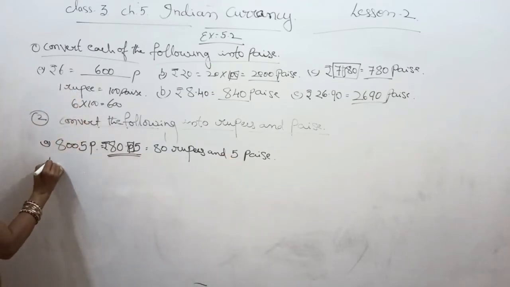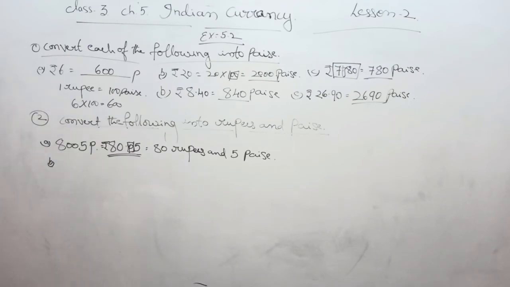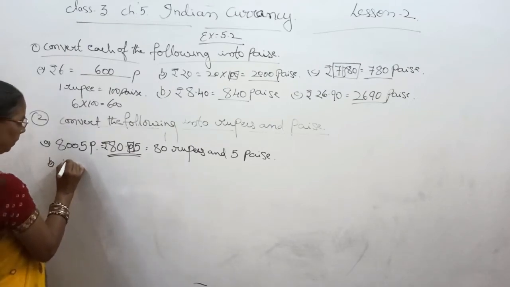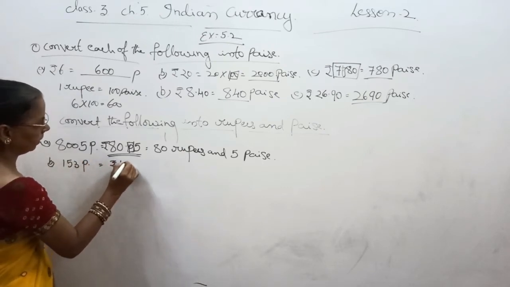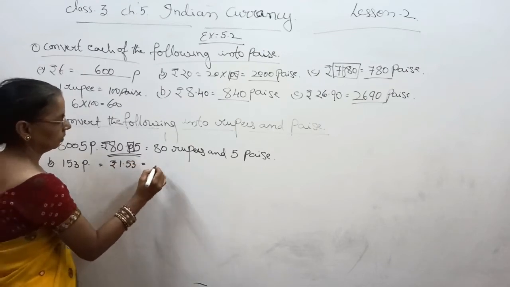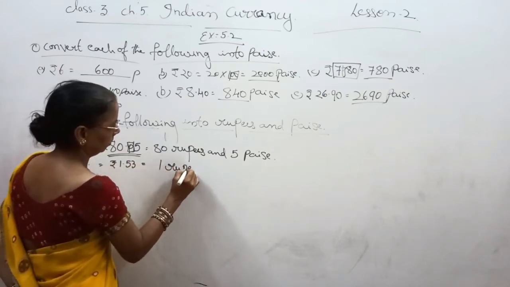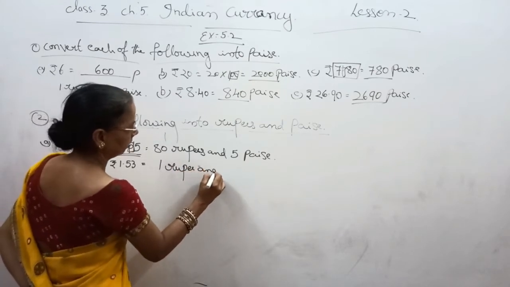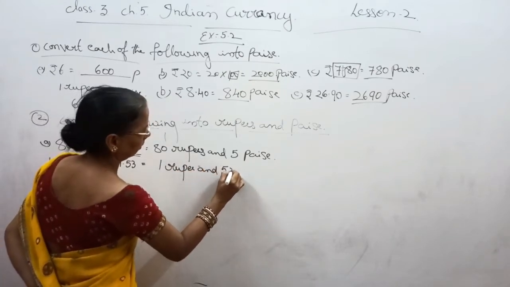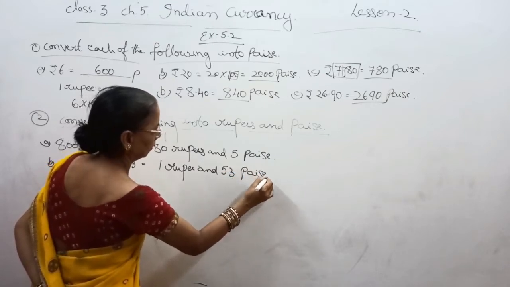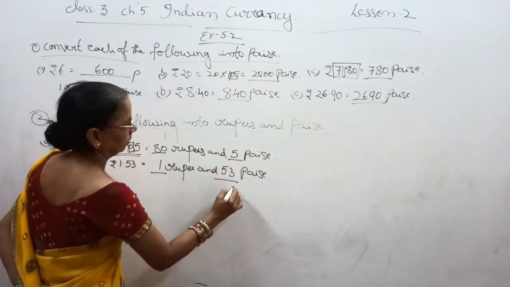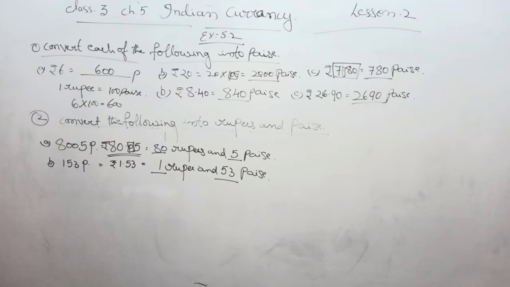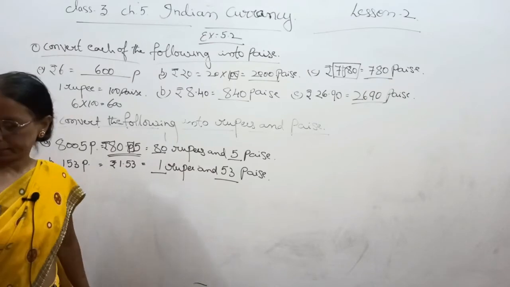Now the second question is 153 paise. It means rupees 1.53. Then 1 rupee and 53 paise. Like this, we have to convert the paise into rupees and paise.